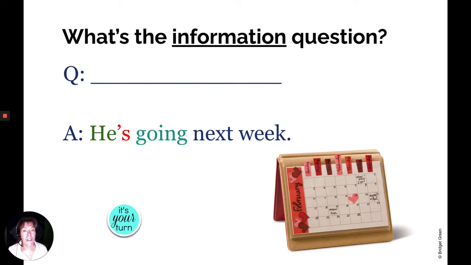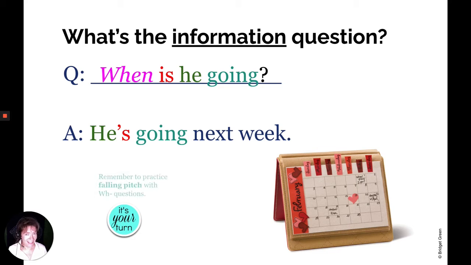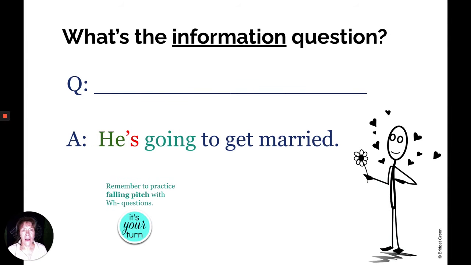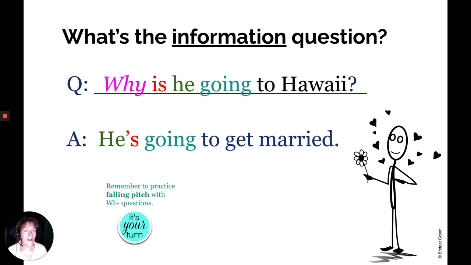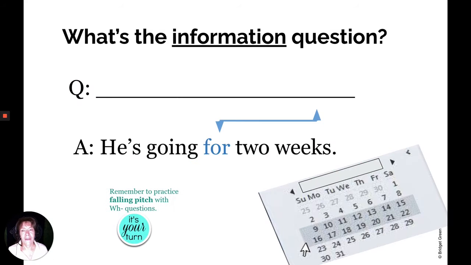What's the information question? He's going next week. Let's check your answer. When is he going? Good job. Remember? When is he going? Okay? When is he going? He's going to get married. Ooh. Why is he going to Hawaii? Or why is he going? Okay? Why is he going to Hawaii? Right. He's going for 2 weeks.